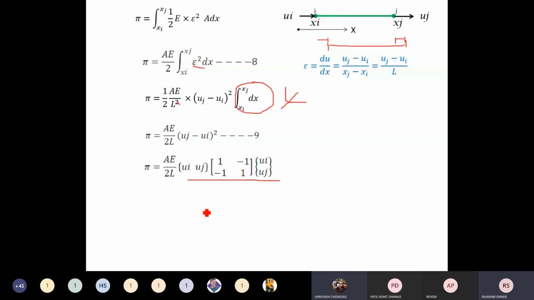Yes sir, I have solved this same problem at the time of that lecture.